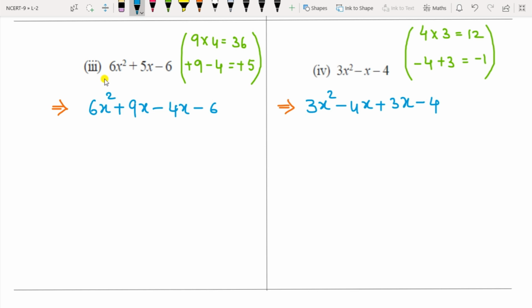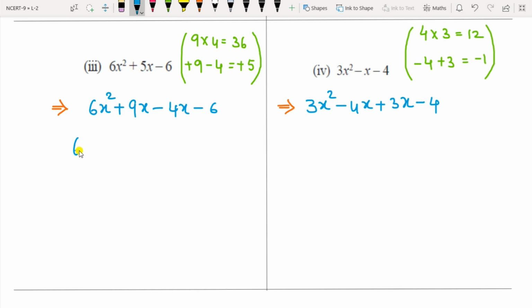So let us start with this third question. 6x square plus 5x minus 6. So 6 6s are 36, and we want plus 5 in between. You have to see the sign also. So it becomes 9 4s are 36, and plus 9 minus 4 will give plus 5. So whatever the sign is there, you have to always put it to the bigger number.